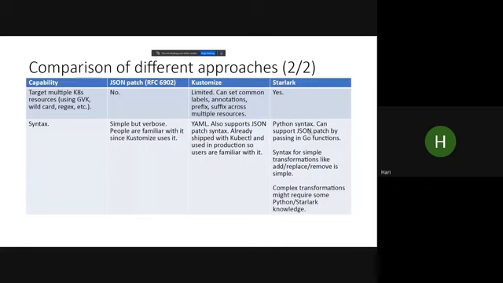So Python syntax, you can add support for JSON patch by passing in Go functions. You can pass in a JSON patch library, and then it can have access to those syntaxes. Do you mean a binary? No. You can pass in just a Go function itself, like literally a single function or a set of functions.